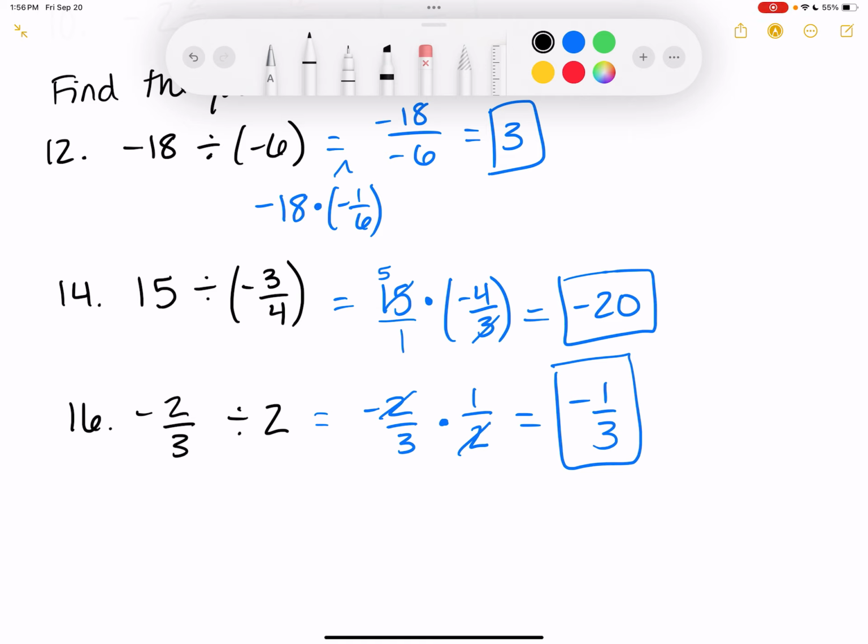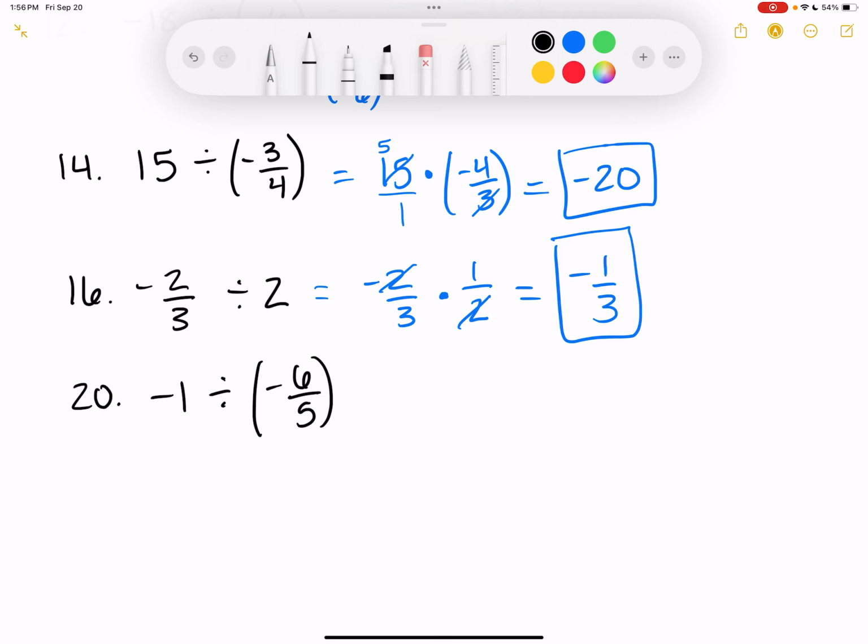20. Negative 1 divided by negative 6 over 5. What do I need to do with this one? Flip the fraction. Okay, so we keep the negative 1, multiplied by what? Negative 5 over 6. Yep, negative. What do I get when I multiply those things together? Positive 5 over 6.